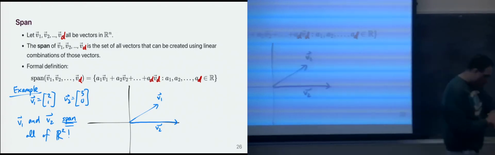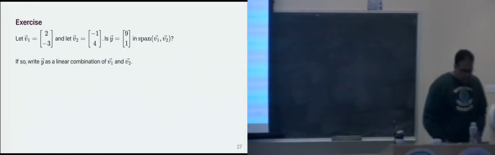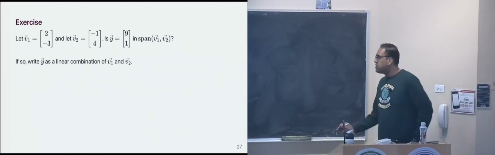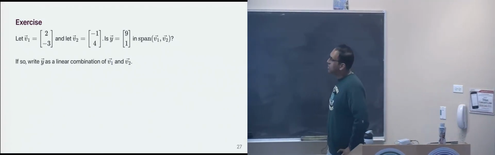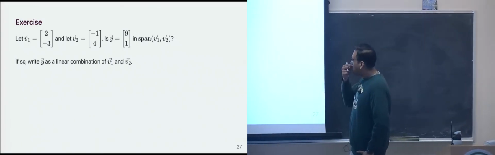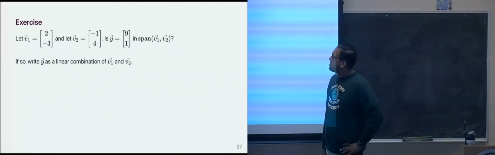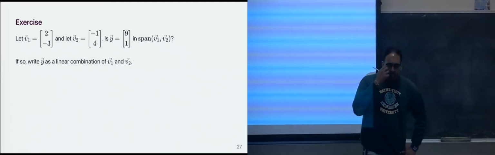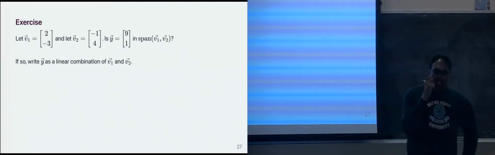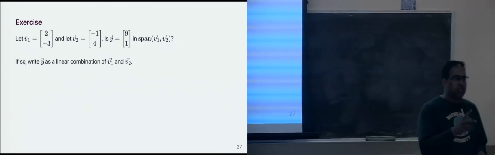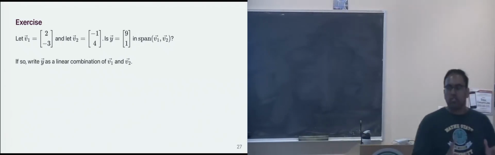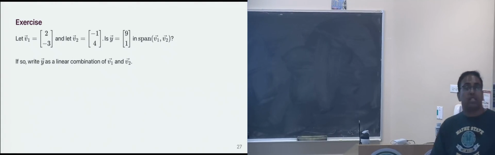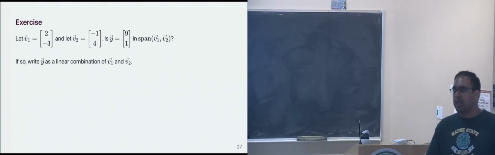Okay, so as an example, I might say, let v1 be (2, -3), and let v2 be (-1, 4). Is (9, 1) in the span of v1 and v2? Firstly, before reading the if-so part, the yes or no part, is (9, 1) in the span of the first 2 vectors? You don't have to do really any calculation to know. Is it? Yes. Why is it?